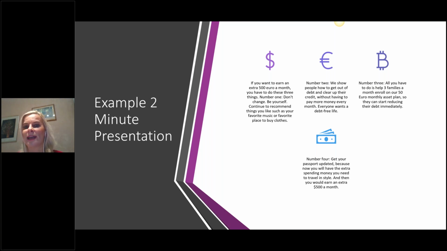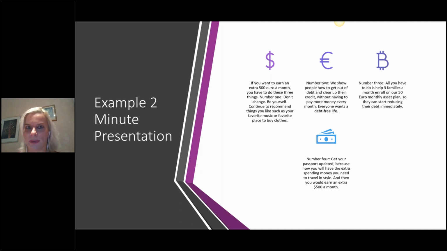And if you wish, you can add a number 4. If you wish, you don't have to. Look, you better get your passport updated because now you will have the spending money you need to travel in style. And then you would earn an extra $500 a month. Sounds like a plan? Very simple. Not stressful. You told them what? You told them they don't have to change. They can continue the same things they do anyway every day. So that means a relief for them.